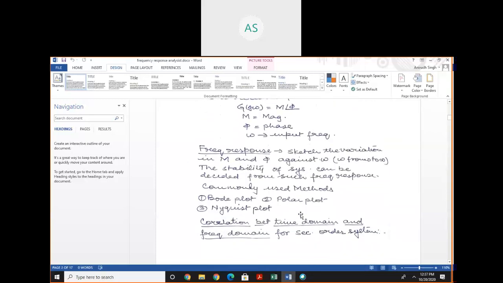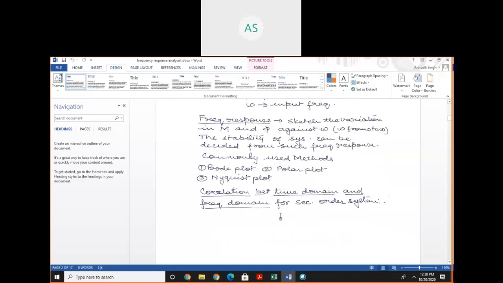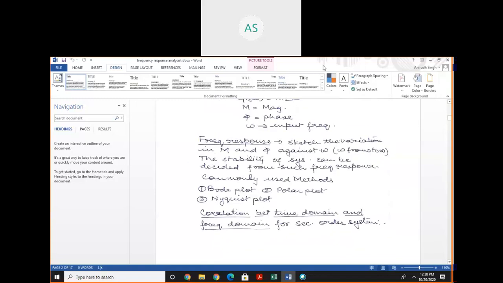In frequency response, you have read about the polar plot, Bode plot, and Nyquist plot. In all frequency responses, you plot magnitude and phase against omega, where omega changes from 0 to infinity. The stability of a system can be decided by such frequency response. Commonly used methods are the Bode plot, polar plot, and Nyquist plot. So let us first discuss the correlation between time domain and frequency domain for a second order system.